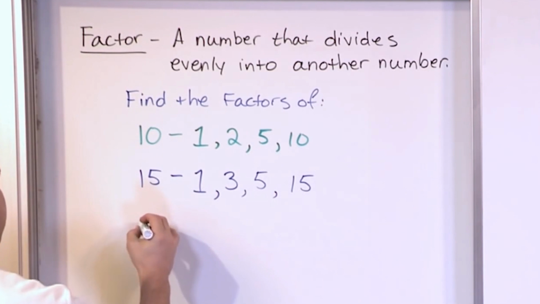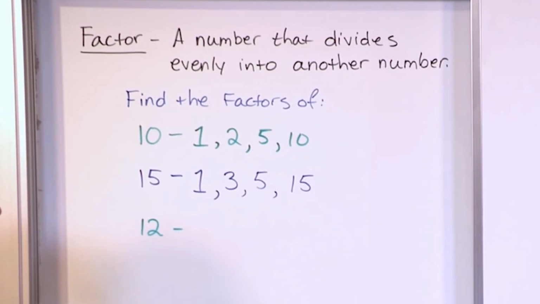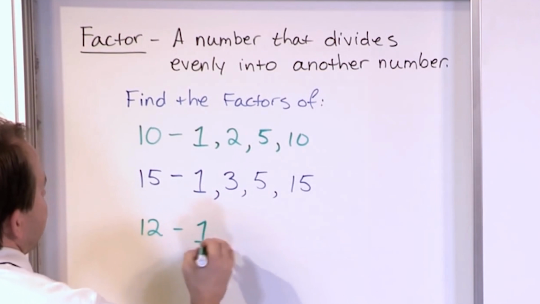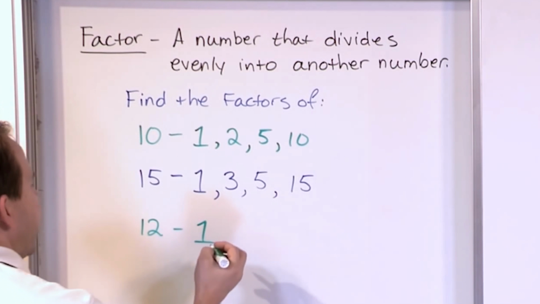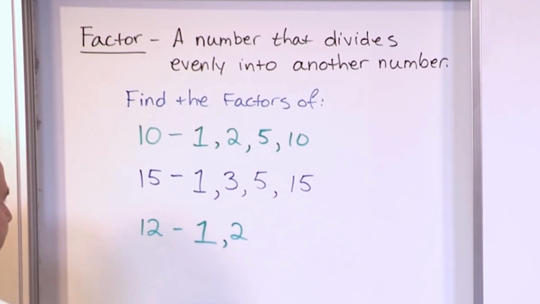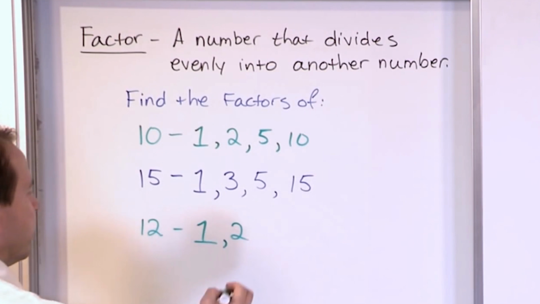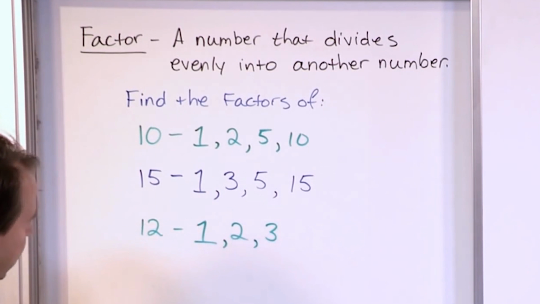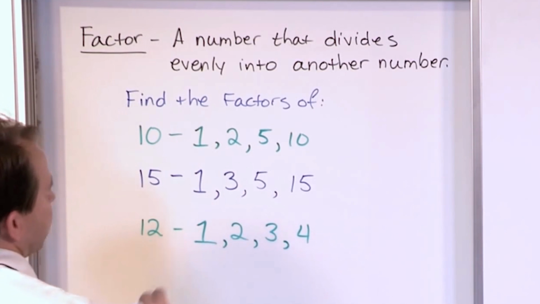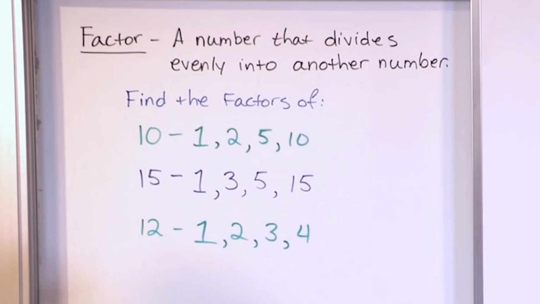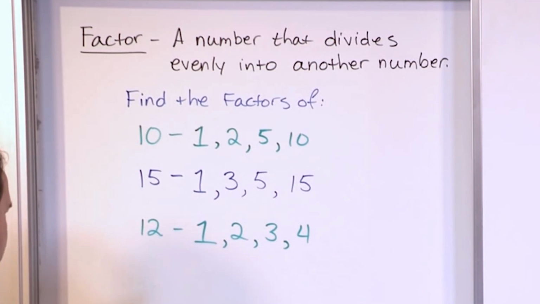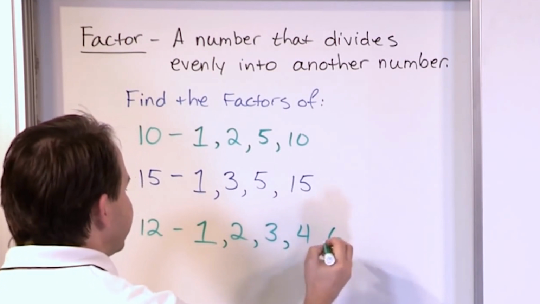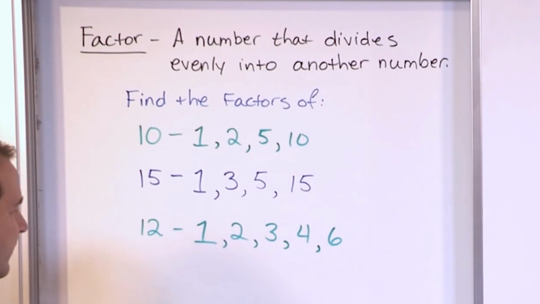So let's get a little more practice. Let's say the number 12. What are the factors of the number 12? Well, we already said before that the number 1 is always a factor because it can divide in. And now we have the number 2. 2 can divide into 12 evenly because 2 times 6 is 12. 3 can divide in evenly because 3 times 4 is 12. 4 can divide in evenly because 4 times 3 is 12. When we get to 5, that's not a factor because 5 does not divide into 12.